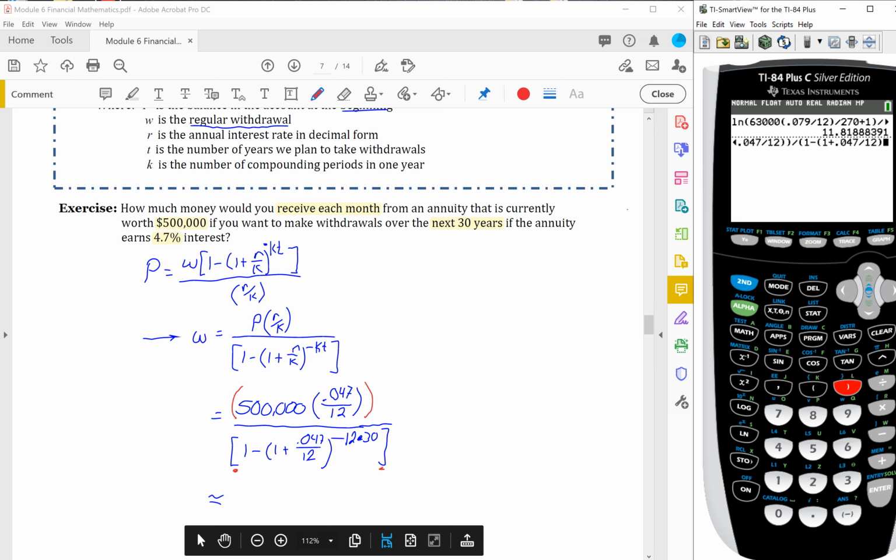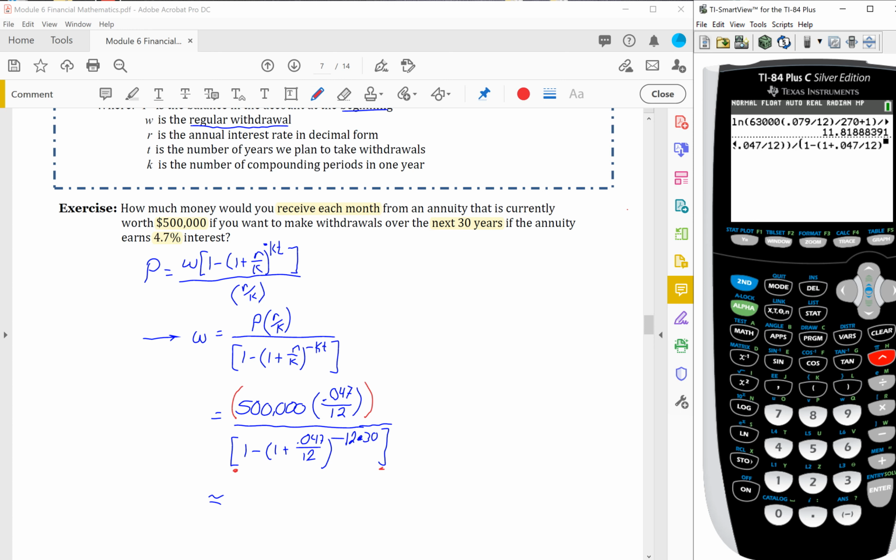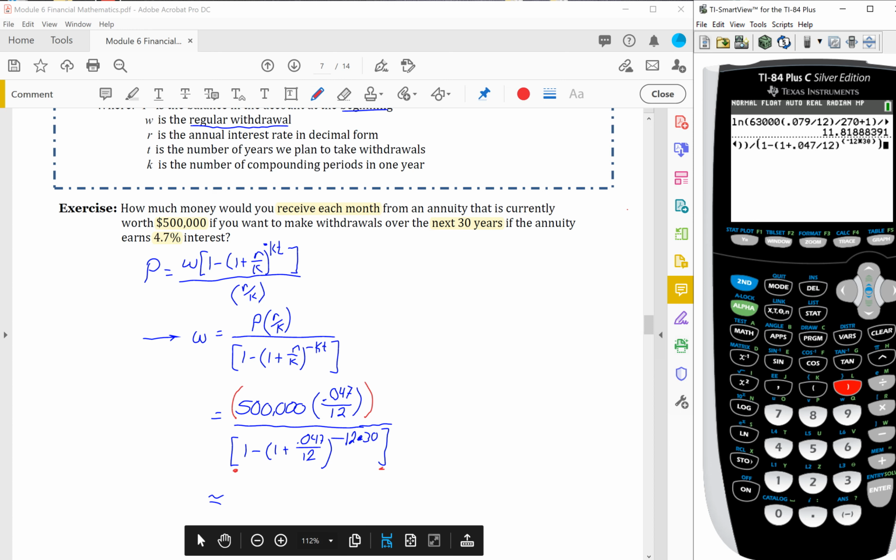Now I have to raise it to the exponent. Now you keep hearing me say this, but my calculator clearly makes this as an exponent. If yours does not, you will probably need to put parentheses there. Now, don't forget the negative. Don't use the minus key on your calculator. Use the negative key. So negative 12 times 30. Now I got to get out of the exponent, so arrow over and put another parenthesis. This parenthesis closes off the bracket that was my denominator.